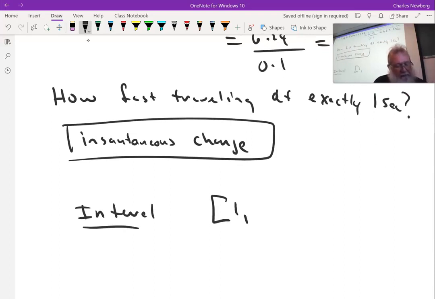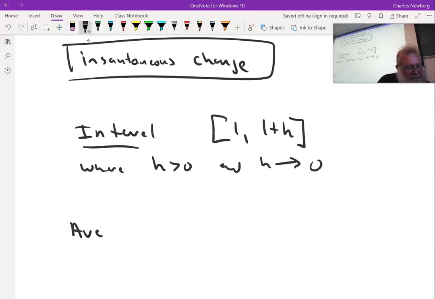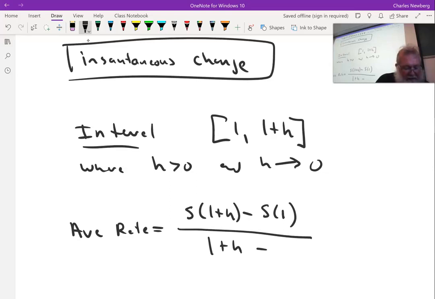And our interval is going to be from 1 to 1 plus h, where we'll make h positive, and h gets close to 0. So the closer h becomes to 0, that means these two are getting closer and closer to the same value of 1. Okay, so now let's find our average rate of change formula. That's going to be s of 1 plus h minus s of 1 over 1 plus h minus 1. I use that same slope formula, y2 minus y1 over x2 minus x1.